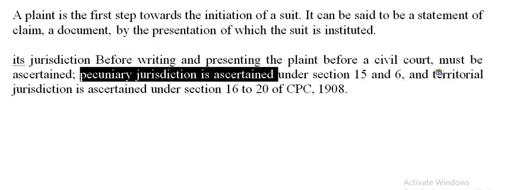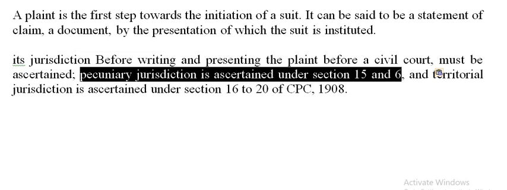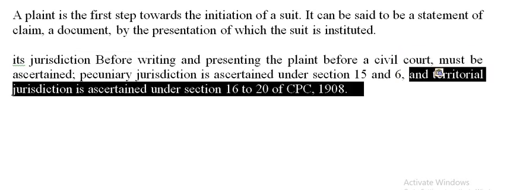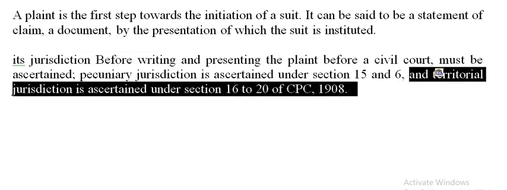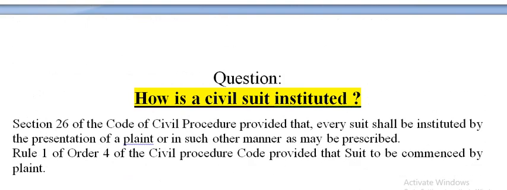Pecuniary jurisdiction is ascertained under section 15 and 6, and territorial jurisdiction is ascertained under section 16 to 20 of CPC 1908. So that's all about how is a civil suit instituted.